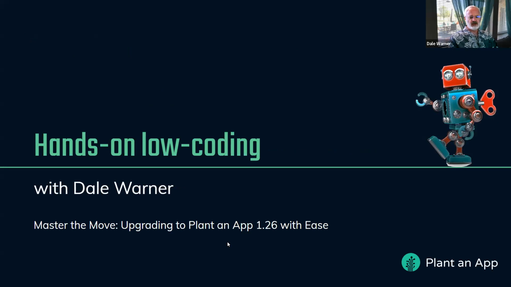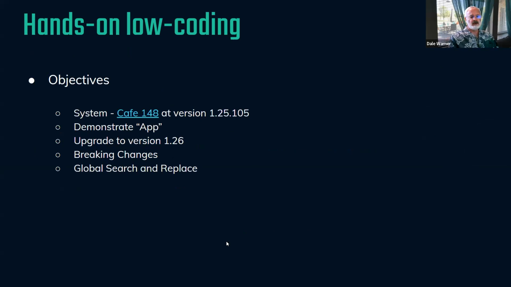So let's dive into the Master the Move segment, upgrading to Plantain App 1.26. The scenario I have today is that one of the websites I presented previously on episode number 148 had a Plantain app running an early version of 1.25, 1.25.105. I'm going to demonstrate a brief app that's there, upgrade it to version 1.26, and anticipate some breaking changes with this mini app. Then we'll talk about a global search and replace tool.